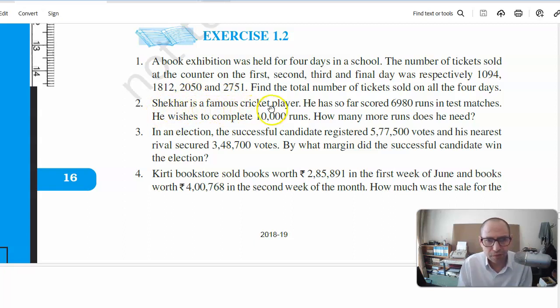Chaper is a famous cricket player. He has so far scored 6,980 runs in test matches. He wishes to complete 10,000 runs. How many more runs does he need? So he has completed so many runs, and he wishes to complete 10,000. How many runs does he need? What is the difference between the runs that he has already scored and the runs that he wishes to complete but has not completed yet, right? To solve the problem, you can simply subtract 6,980 from 10,000. The difference is going to be the number of runs that he needs in order to complete 10,000 runs. So that's simple.